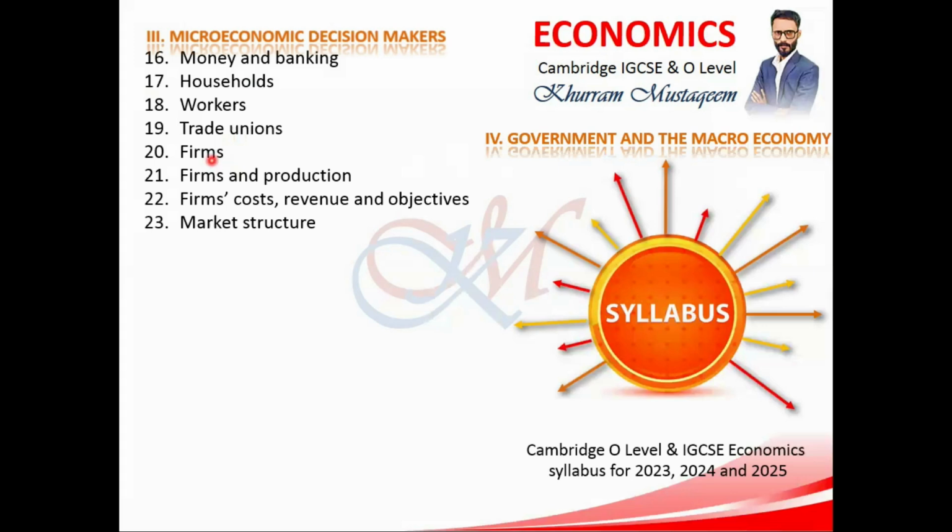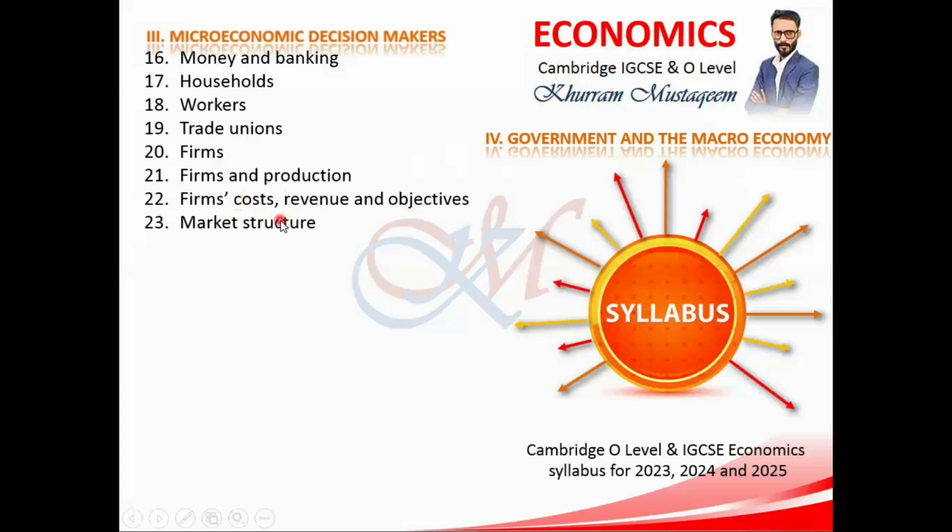Firms are any particular organization that produces goods. Firms and production, ultimately firms have the capacity to produce a particular commodity. When they produce goods to sell to the market, they face some other things. For example, firm costs: whenever they produce a particular commodity, there is a cost of producing that commodity. When they sell to the market, they get revenue from the consumers. And objectives, what are the objectives of the firms, we'll discuss in detail.